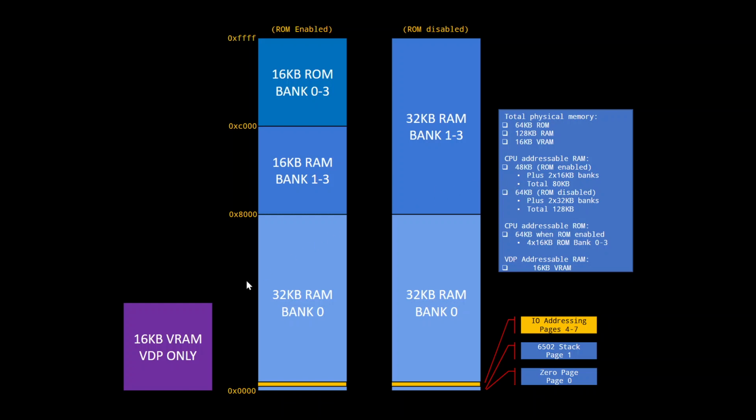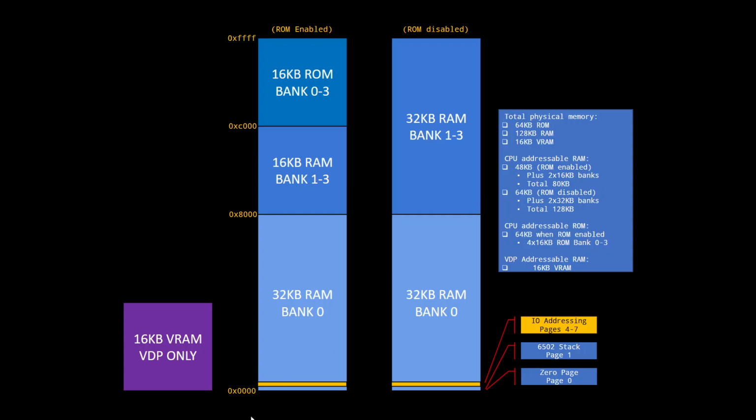As an aside, there's also 16K of video RAM because the TMS9918A has its own memory, and so actually this homebrew contains 64K of ROM, 128K of RAM, and 16K of VRAM. So it's over 200K, 208K, if I've added it up correctly. So that's basically the memory map.